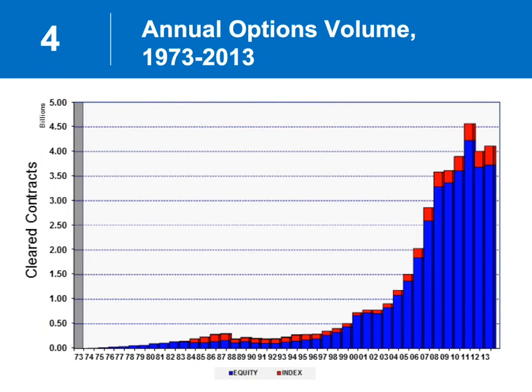Here's a snapshot of our industry volume from the beginning of the industry back in '73 through 2013. What strikes me is that there was obviously great growth in the industry from 2000 to say 2009 or 2010. Then we've been flat around 4 billion contracts annually, a little over 4 billion, which equates to 16, 17 million contracts a day.